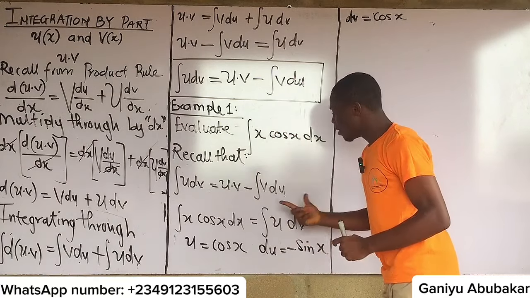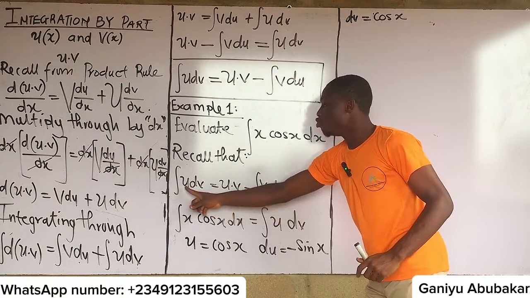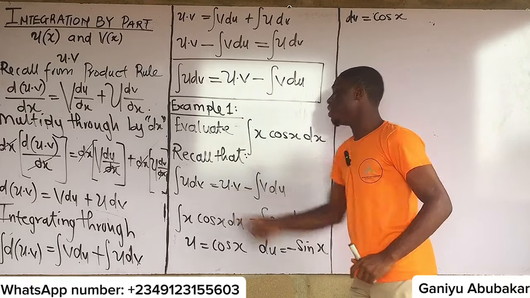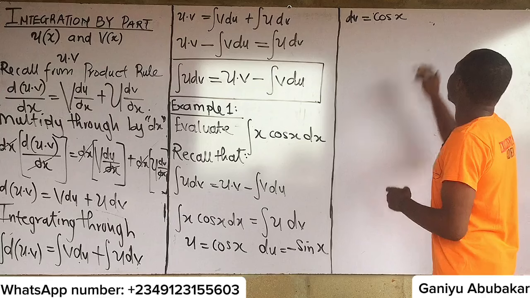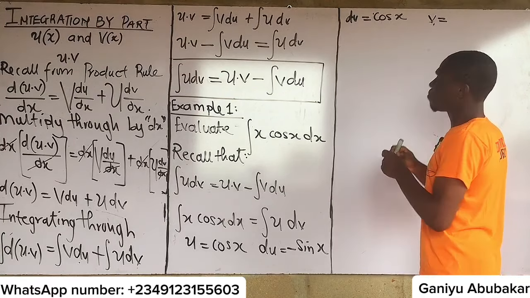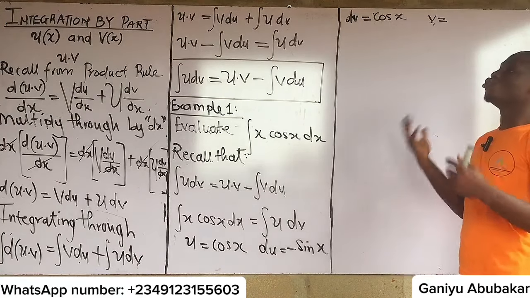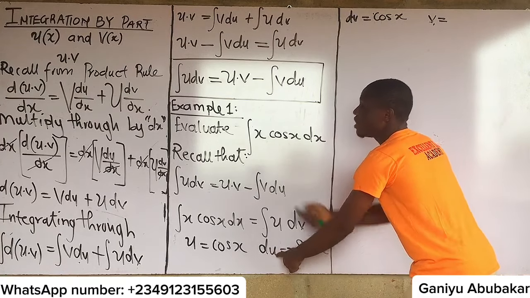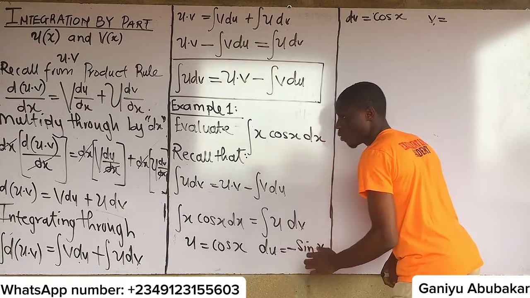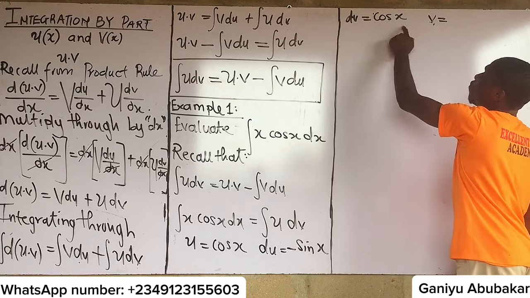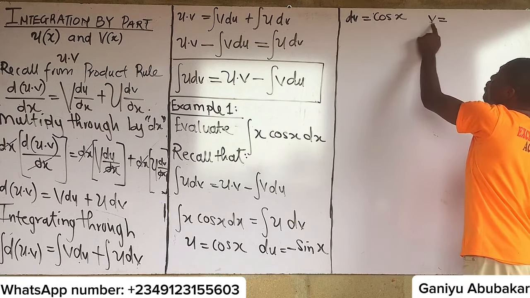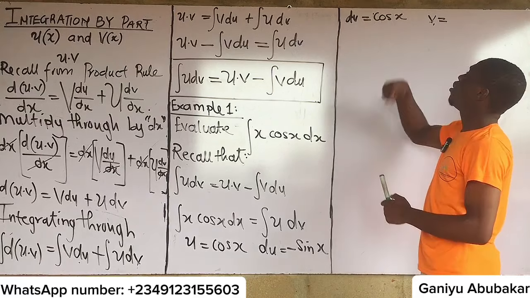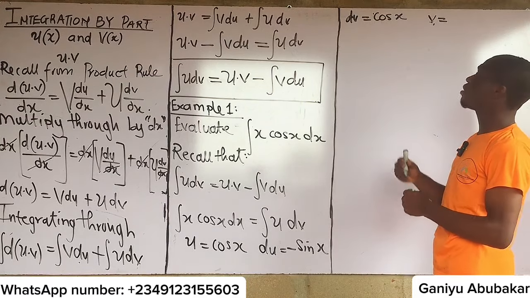Now, to get v, I said I need u and du, which I've gotten here. I also need v and dv. To get v, what will you do? Observe something, please. I'm having du. du was derived from differentiation. So I'm having dv. To get to v, I integrate.